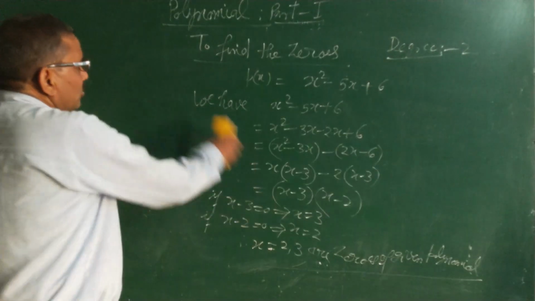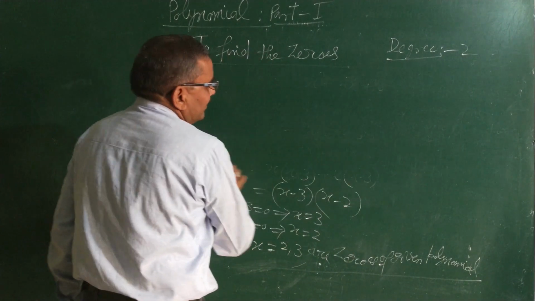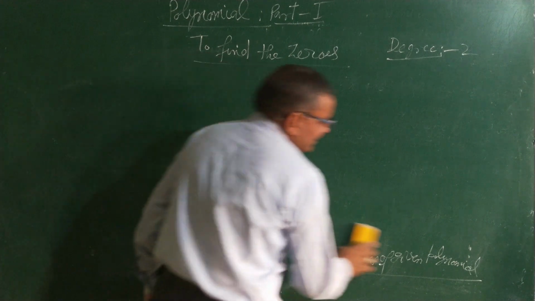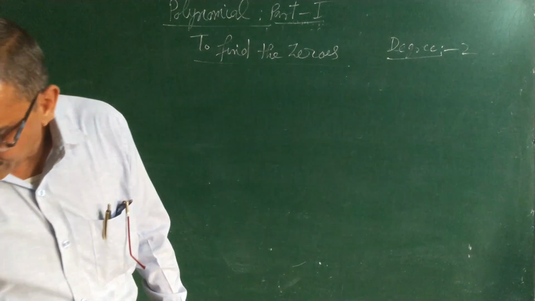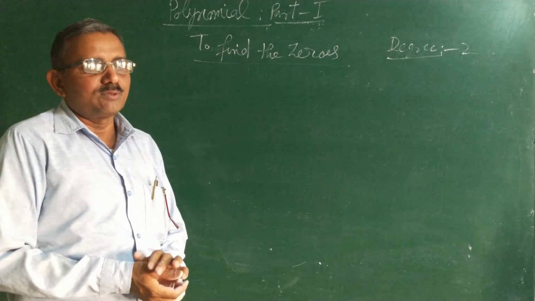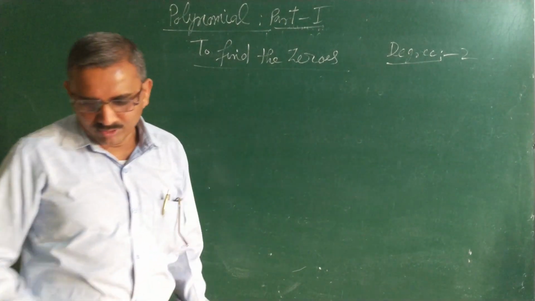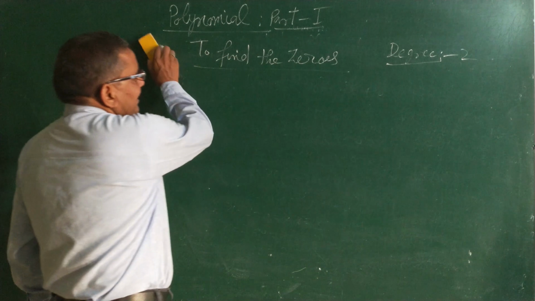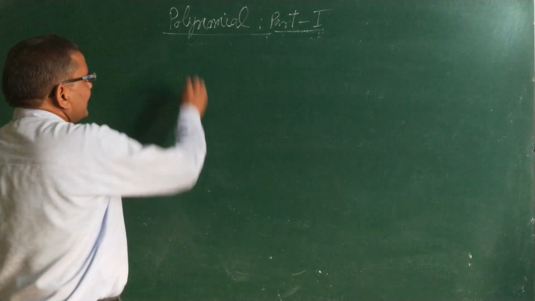Now this is all about finding the zeros of the polynomial. First of all we have to factorize, and then after factorization we have to equate each factor equal to 0. Then we will get the different values of the variable, and those values are known as zeros of the polynomial. Now the next thing is the relation between zeros and coefficients of a polynomial.